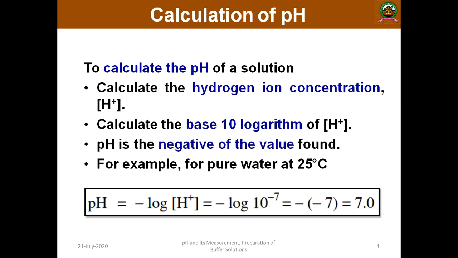Then how will you calculate the pH? To calculate the pH of the solution, calculate the hydrogen ion concentration, that is the concentration of H plus, and calculate the base 10 logarithm of H plus. First you calculate the hydrogen ion concentration, then you calculate the base 10 logarithm of H plus. Then the pH you need to get as a negative value.